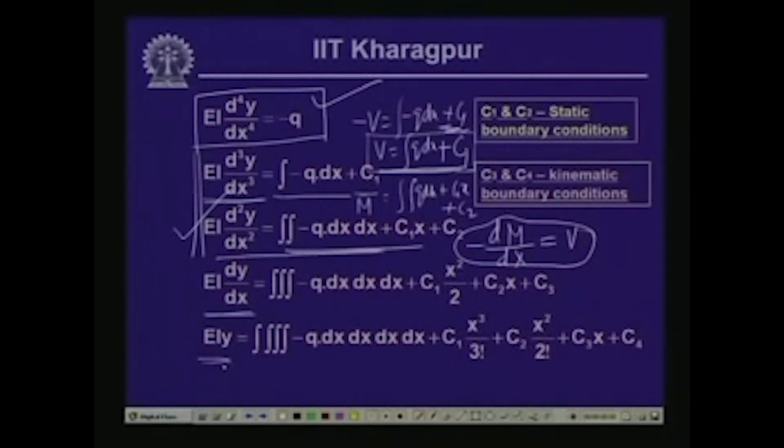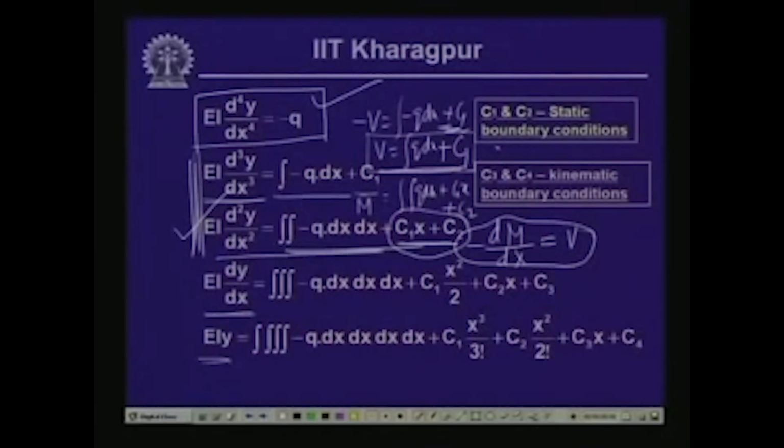Now, the constants associated with this set of equations, like c1 and c2, can be evaluated from the boundary conditions of a beam, from the known values of the shear and the moment. We call these constants as those evaluated from the static boundary conditions.